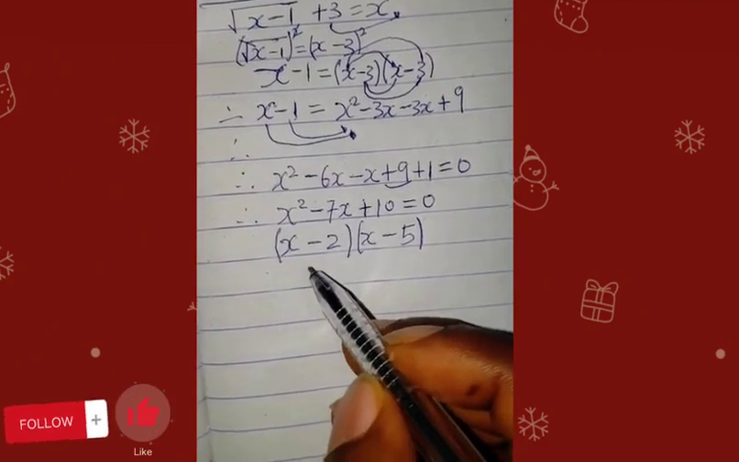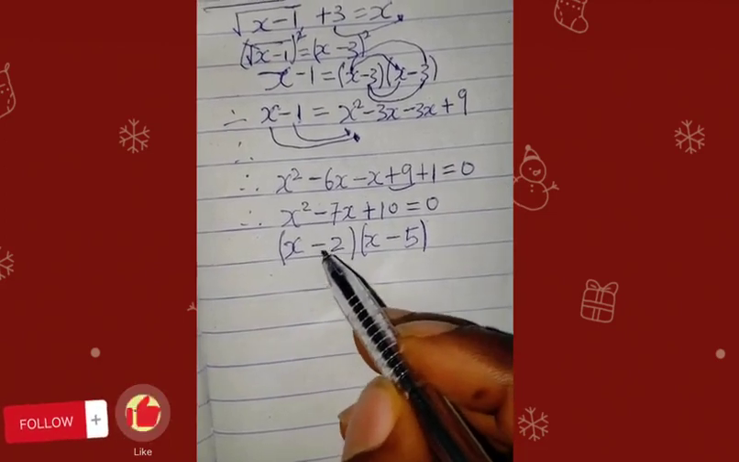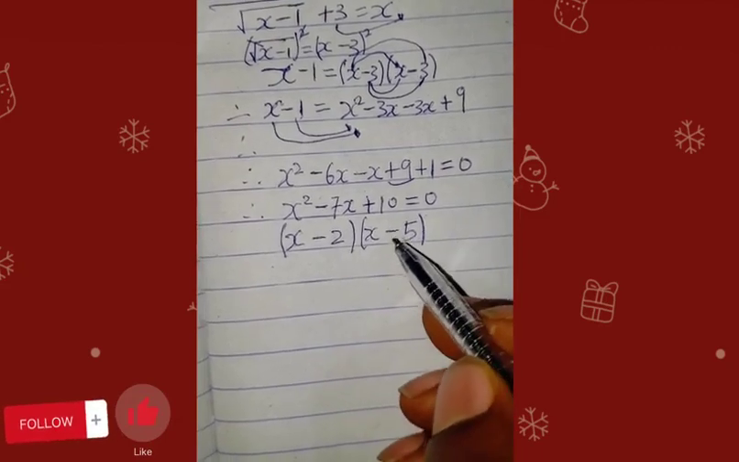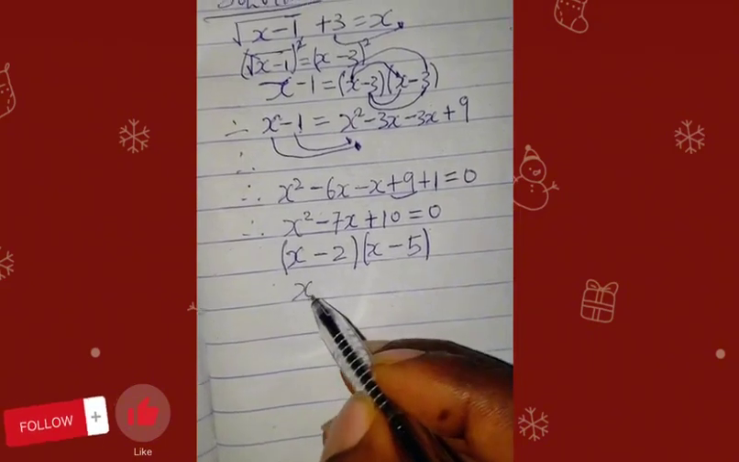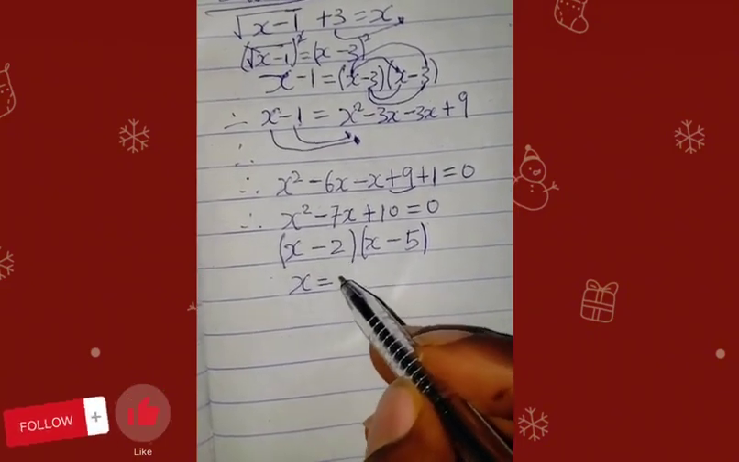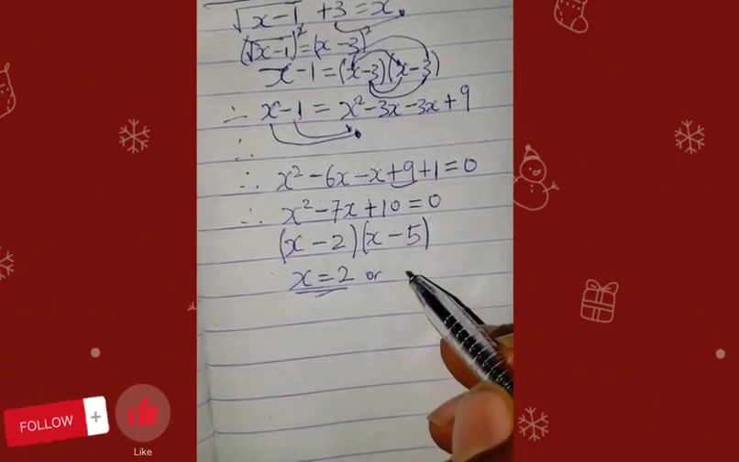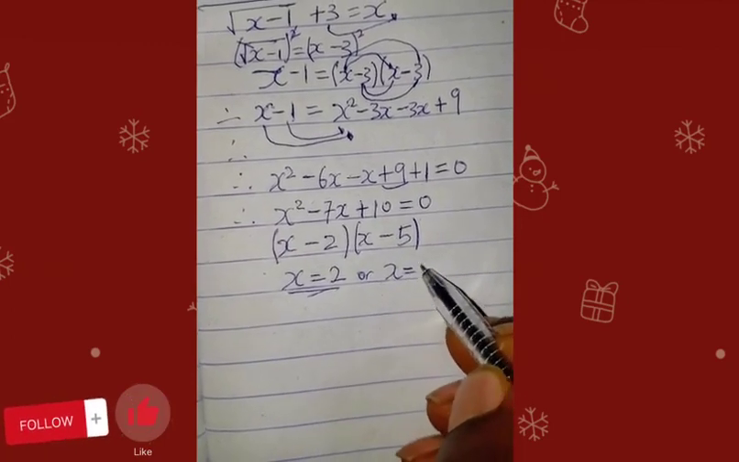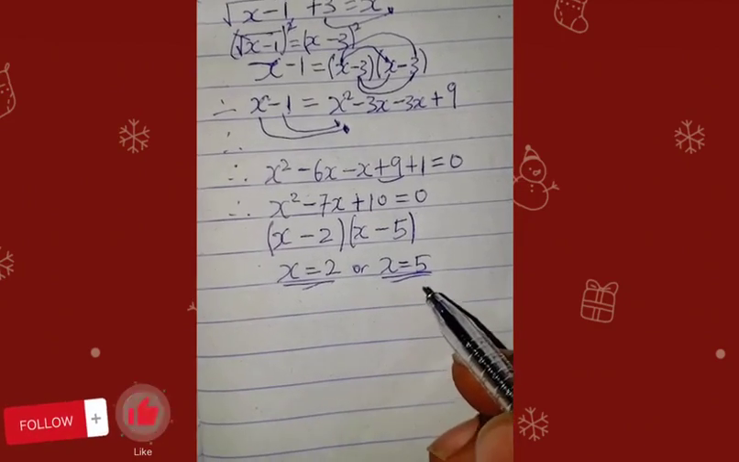Now let's continue. In order for us to get the value of x here, x minus 2 is equal to 0. What you just do is change the sign: if it is minus, you change it to plus, and if it is plus, change it to minus. So it's quite very simple. The minus here we change to plus 2, you don't need to write the plus, and the minus here we also change to plus 5. So that means our x is equal to 2 or 5.